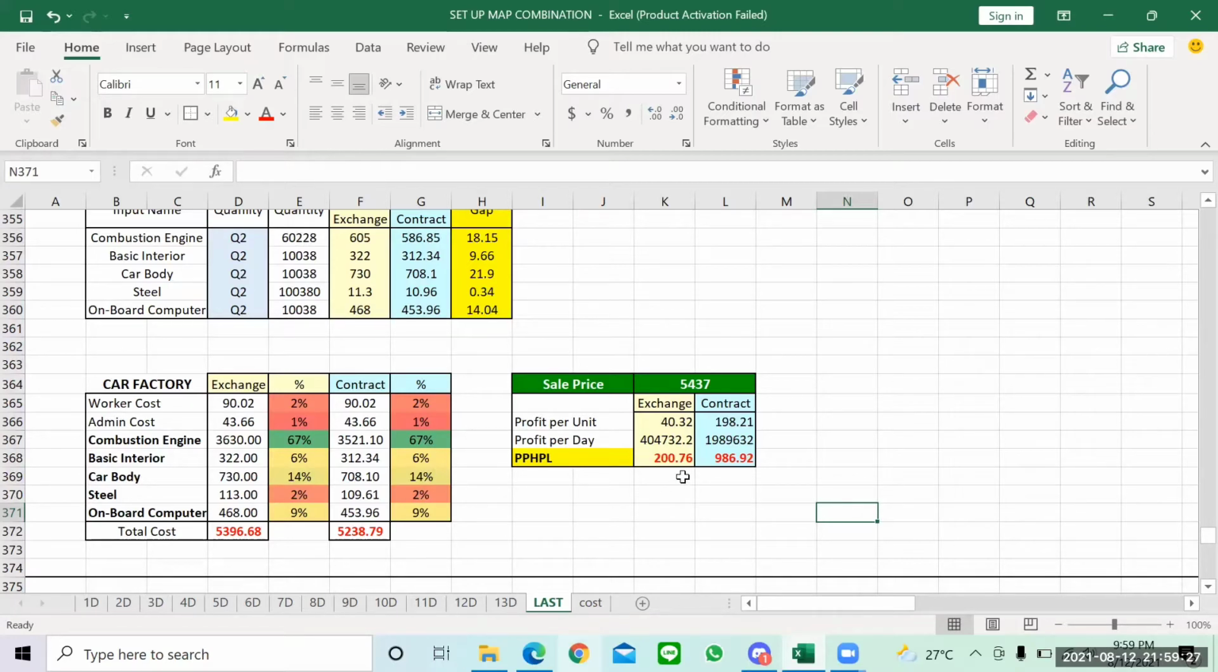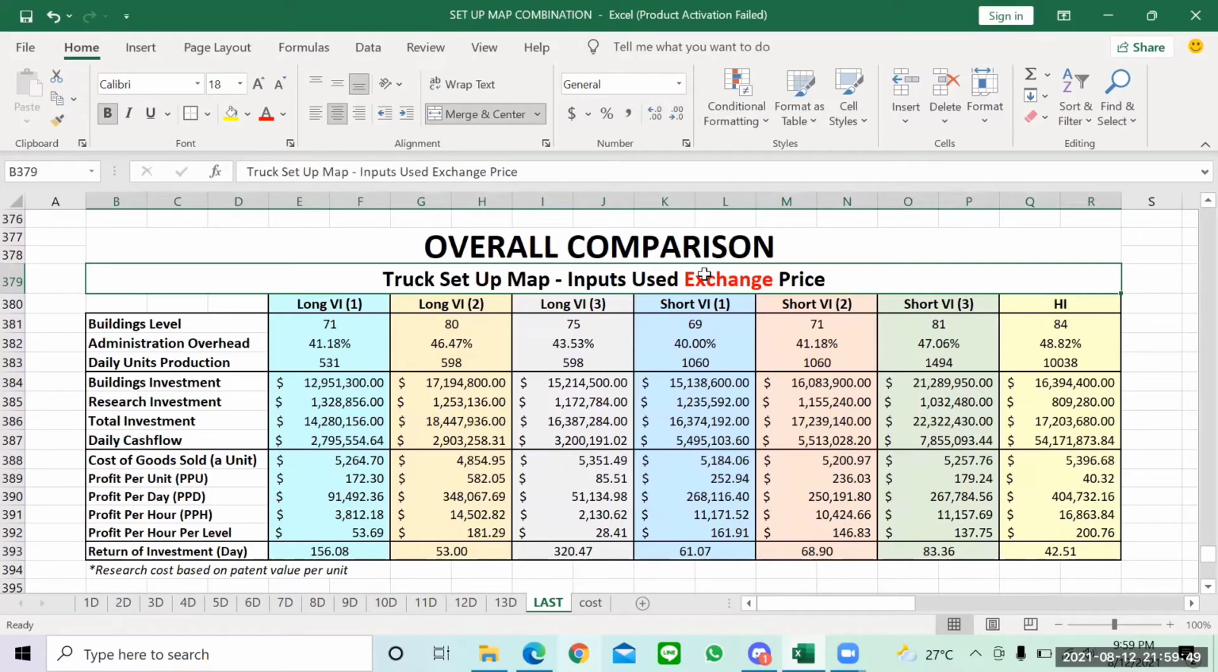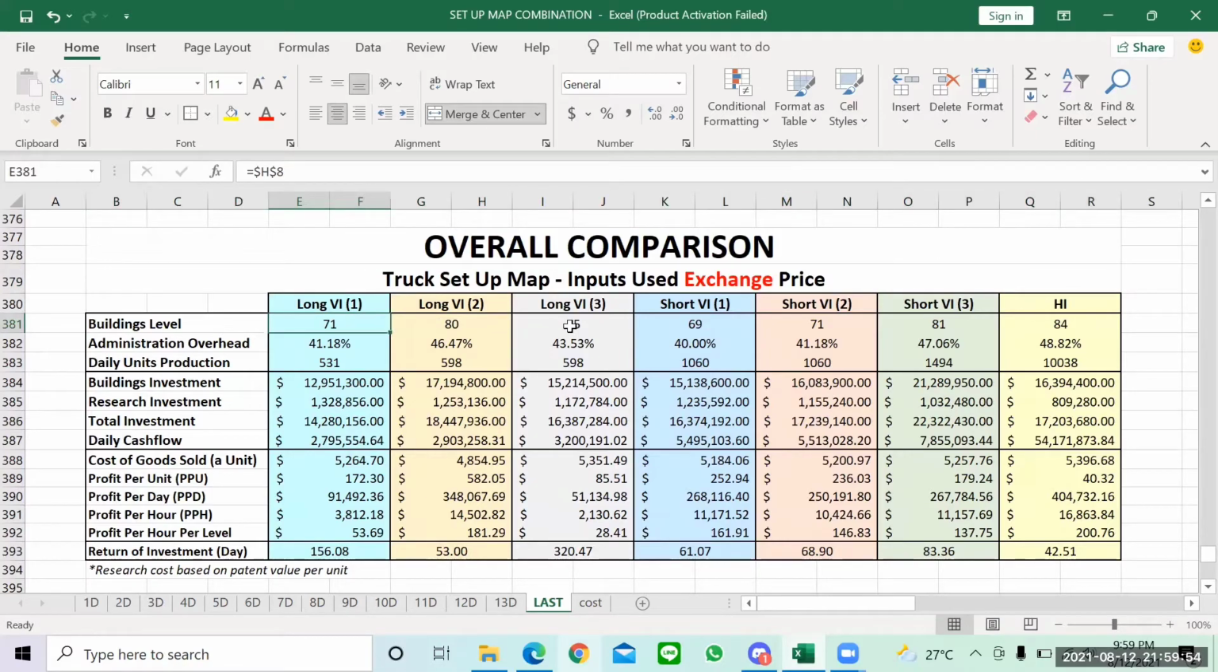And the profit per level is around 200 and till almost 1,000. Wow. I think I need to produce trucks too. I don't know. And this is the overall comparison for the inputs that use exchange price. Okay, so the buildings level is around 69 till 84. And the administration overhead is around 40% till 48%. For the daily units produced, one day of production is from 500 till, well, 10,000. This is for horizontal integration. Wow, man.